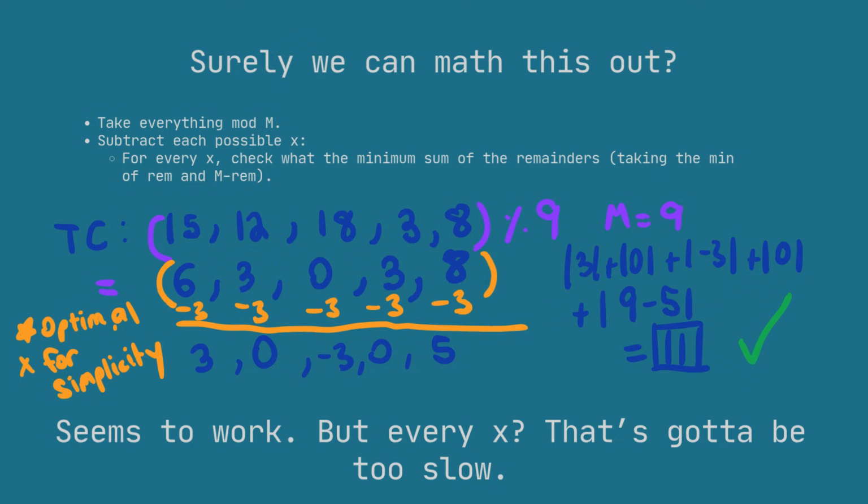So I have this illustrated here. We have our numbers, and then I took everything modulo 9, which essentially is just finding the remainder when divided by 9. And then I already tried some possible x values, and after trying all the x values you can, you see that the best possible x is going to be 3. So I subtracted 3 from each term. Then I added up the absolute values.